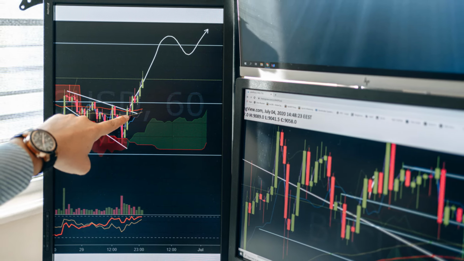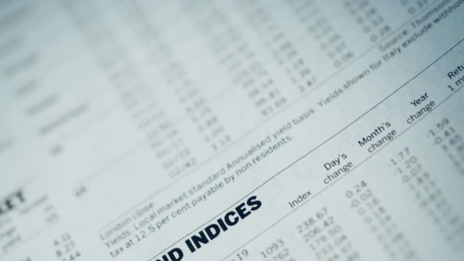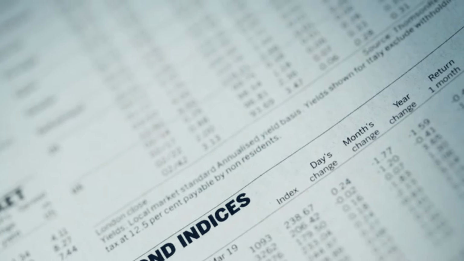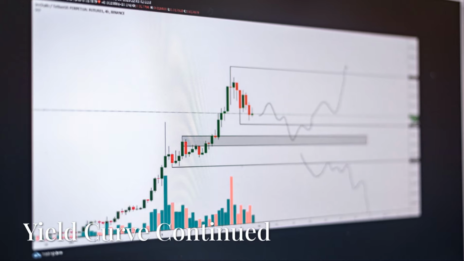The yield curve plots the interest rates of bonds with similar credit ratings but different maturity dates. Typically, short-term bonds pay lower yields while long-term bonds offer higher yields due to increased risk over time.